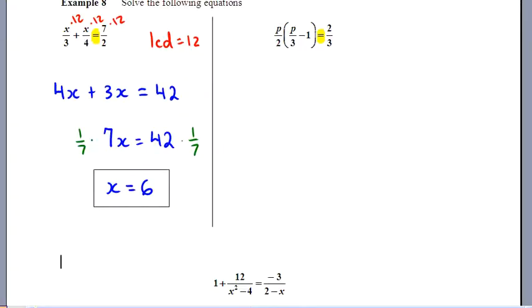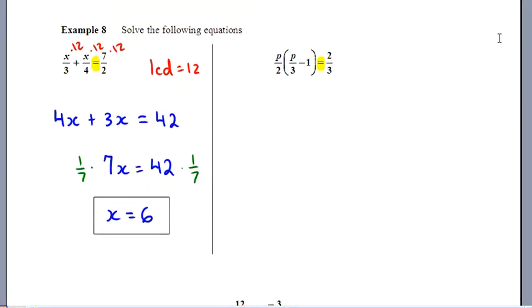All right, next one. Ooh, a little more interesting here. It's got fractions and brackets. I would get rid of the brackets first by distributing. So this is going to be p squared on top of a 6. And then minus, again distributing. Going to have a p on top of a 2. And why don't we go and put everything onto one side? Let's subtract 2/3 from both sides. So minus 2/3 is equal to 0. If it's quadratic, that's usually a good plan.